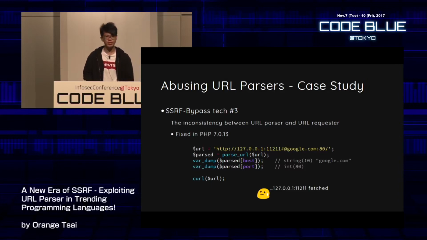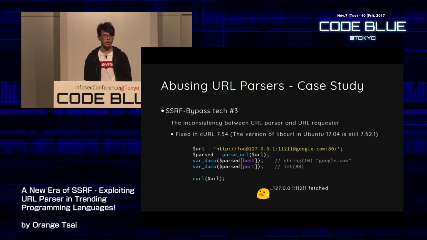The last bypass is the inconsistency between the parser and the requester. We mentioned several URL parsing bugs before. By using these bugs, we can bypass all the restrictions. For the number sign bug, parse_url recognizes google.com as hostname, but curl still fetches 127.0.0.1. This is handy, but has been fixed in PHP 7.0.13.